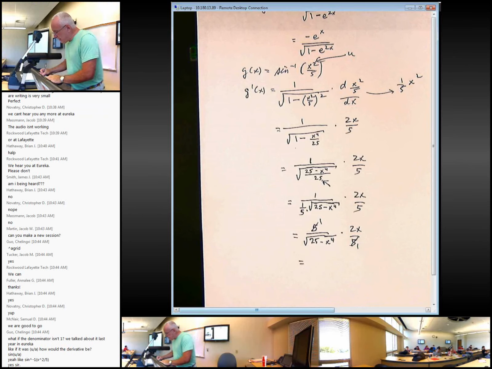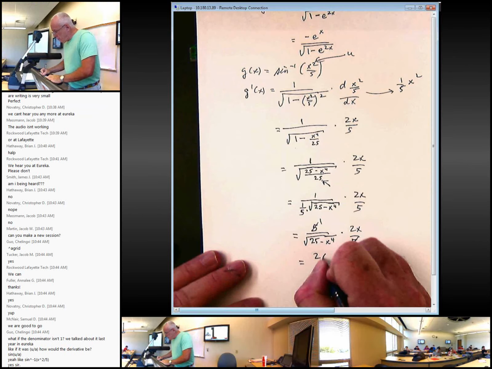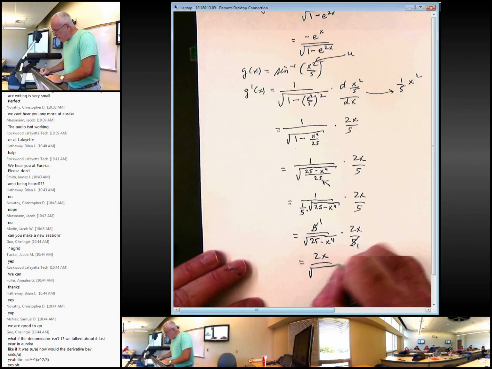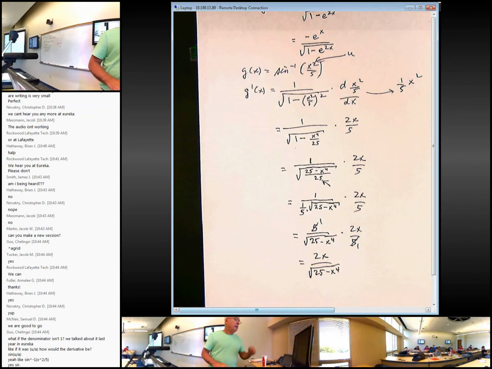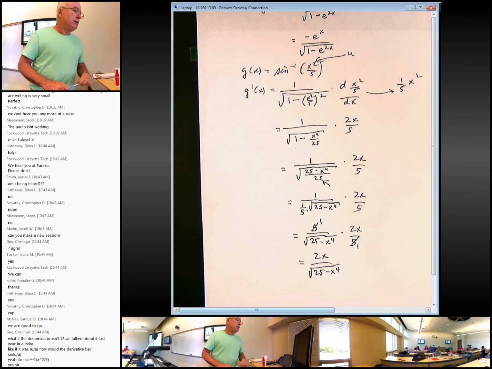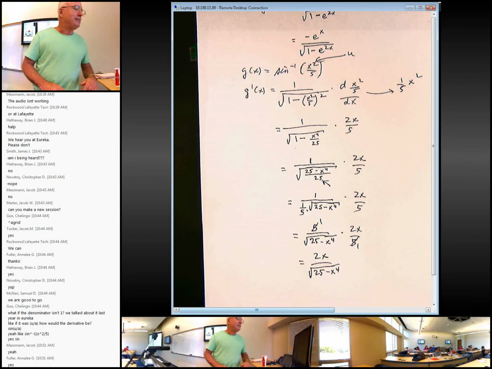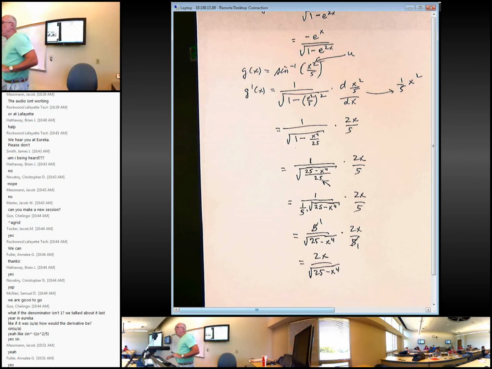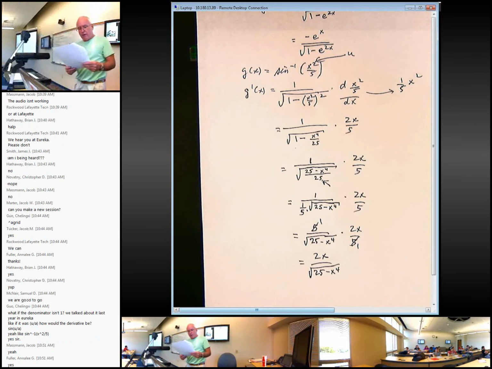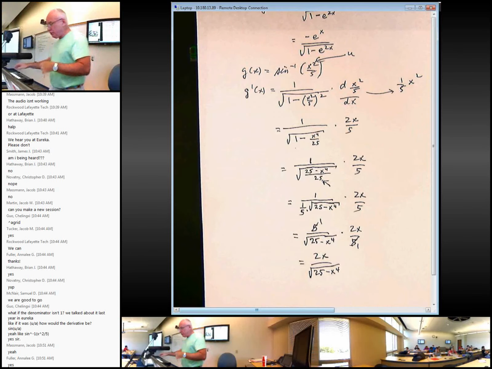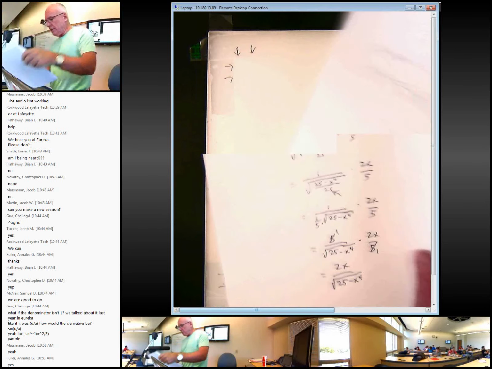So what we're left with, after we cancel out the 5s, is 2x over the square root of 25 minus x to the 4th. Does that help? Eureka, does that help? Yes, good. Okay, great. Question on that one. A little bit of algebra involved with that one. All right, let us move on then to the tangent, and then we'll take a little break.